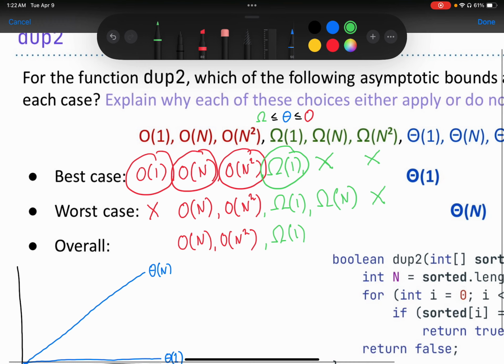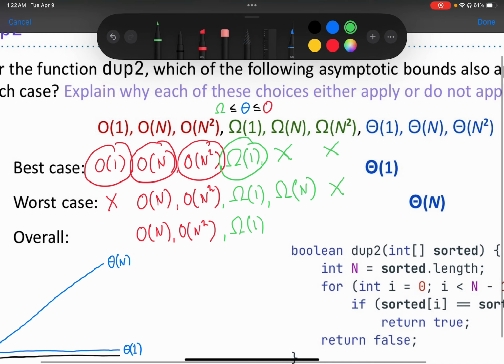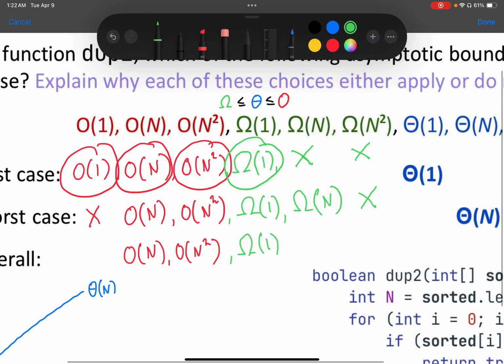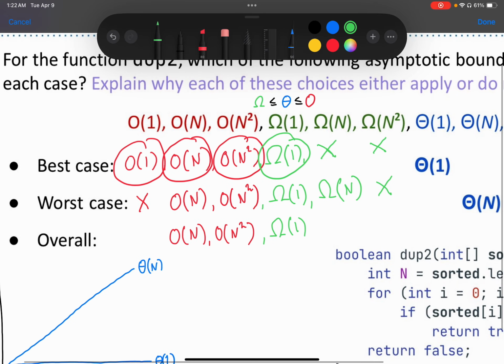Now, when analyzing the worst case, we see that Dup2 has theta n order of growth. So given that, we can see that worst case O of 1 does not apply because theta n is not less than or equal to O of 1. However, when we come to O of n, we know that theta n is equivalent to that. Thus that case applies.